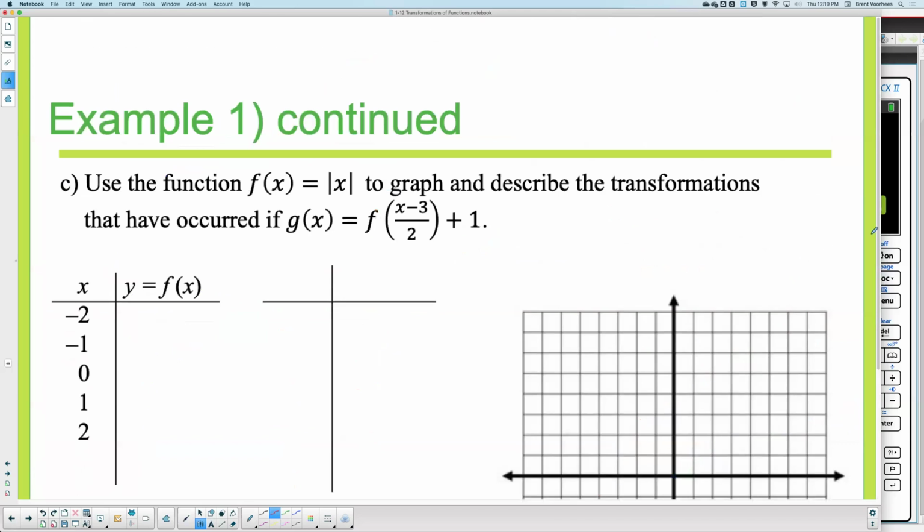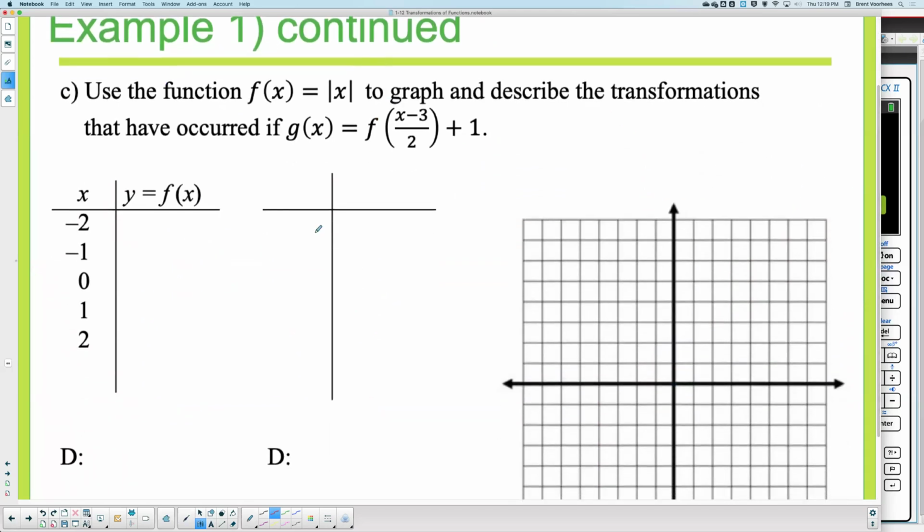What about this time? What symbol is that for? It's absolute value. Do you remember what an absolute value does to the equation? Changes any negative number and makes it positive.